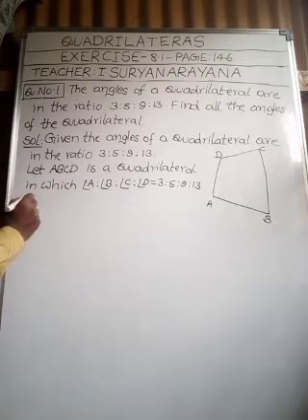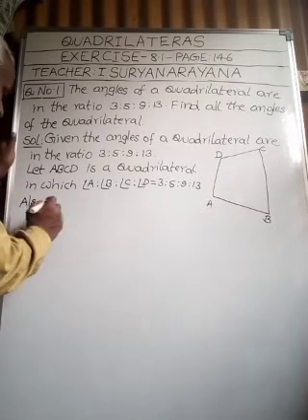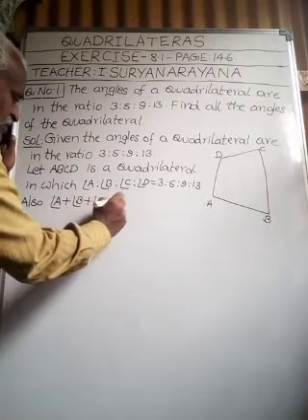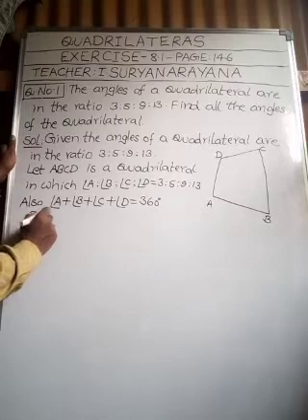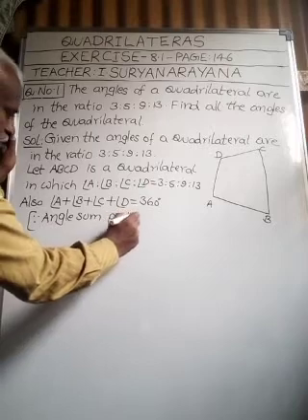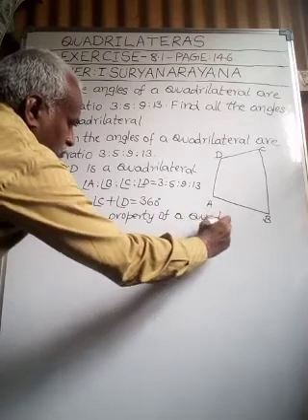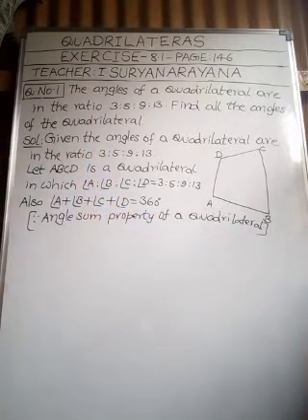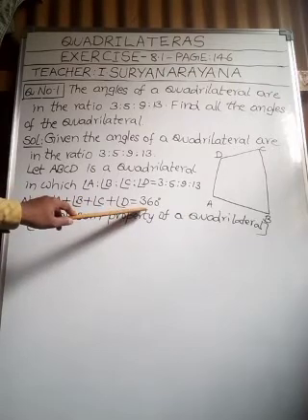Also, what is the angle sum property of a quadrilateral? Do you remember that point, my children? Angle A plus angle B plus angle C plus angle D is equal to 360 degrees. This is the angle sum property. This step is nothing but the angle sum property of a quadrilateral. Understood this step?